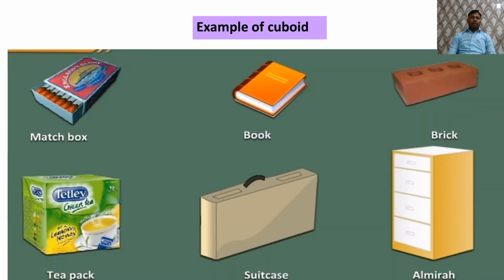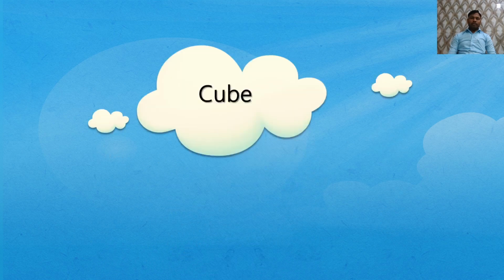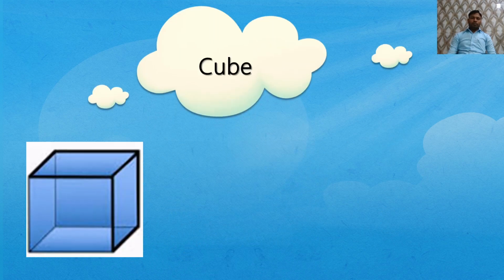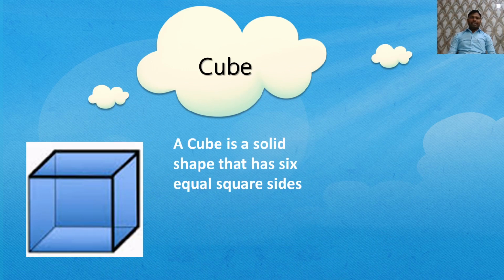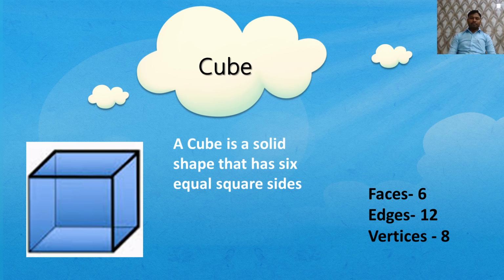Now some examples of cuboids: matchbox, book, bricks, tea bag, suitcase, almirah. These all are the examples of cuboid. Now we'll learn about cube. What is a cube? A cube is a solid shape that has 6 equal square sides. A cube has 6 faces, 12 edges and 8 vertices.